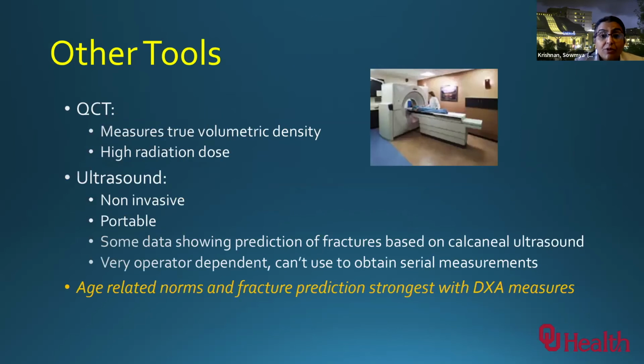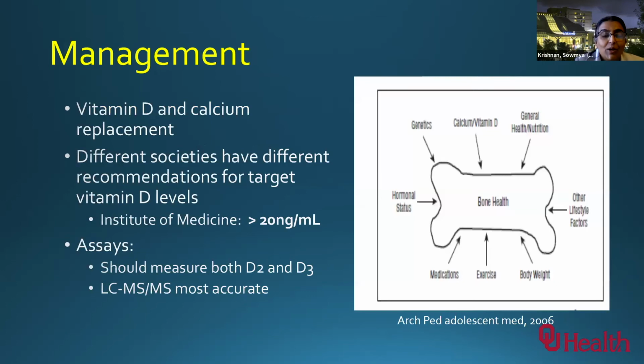There are other tools to measure bone mineral density, including QCT and ultrasound, but those are really not often used in the clinical realm. Remember, age-related norms and fracture prediction are strongest with DEXA measures. So we talked about recognition and evaluation. Now let's come to management. Sadly, we don't have too much in our armamentarium to manage children with pediatric osteoporosis.